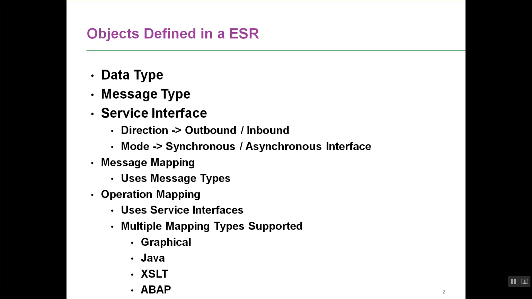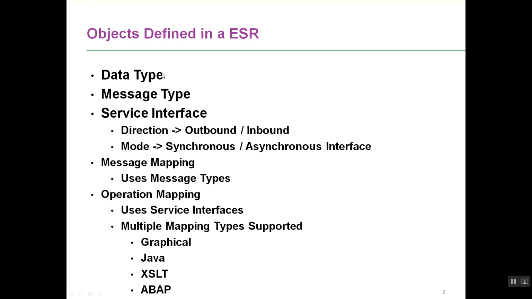So for this scenario, what are the objects that you would be defining in the enterprise service repository? Remember, the enterprise service repository, or the ESR, is the design time of your interface. So you would be building a lot of objects here. What are all the objects that you would be defining? The first object type that you would be defining is called a data type. A data type is nothing but a definition of the structure of the message that you are going to be exchanging.